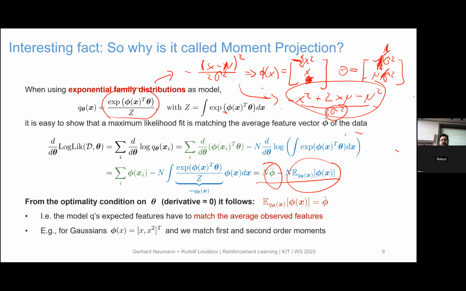So the Gaussian distribution would be a case of that, but many other distributions are exponential family. And we can write it like this. Does that make sense?